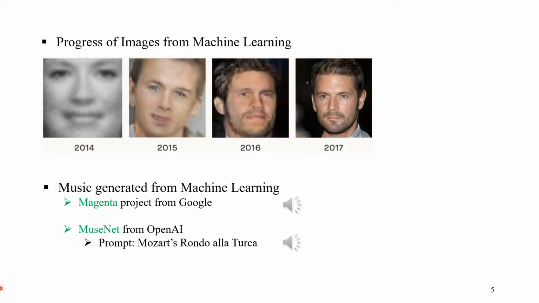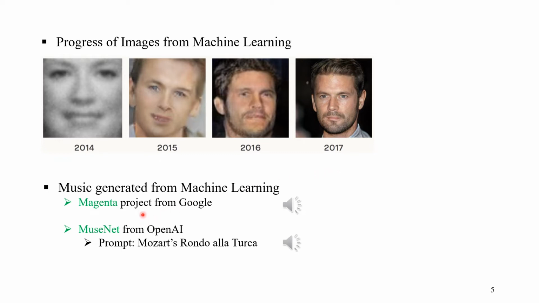This shows the progress of images generated from machine learning algorithms. In 2014, as you can see, the image is not impressive at all. It's unclear, it's fuzzy, but over time, in 2017, the image is now very clear. It looks so real that it's almost impossible to believe this image is artificial. So let's say 10 years from now, you can imagine what kind of image or video these algorithms are going to generate.